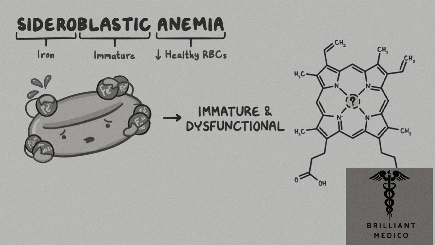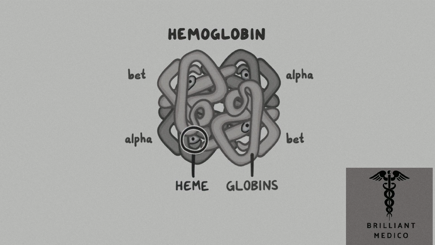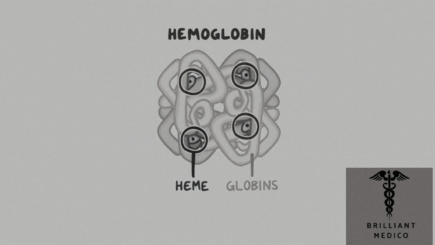oxygen. In order to better understand sideroblastic anemia, we need to first take a look at hemoglobin, the main protein within RBCs that's responsible for carrying oxygen. Now, hemoglobin is made up of hemes and globins. There are 4 globin subunits, typically 2 alpha and 2 beta, and each one has its own heme group.